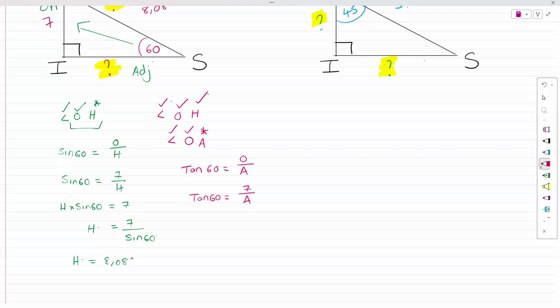And how do we solve for A? So you take the A over to the tan side and multiply it, and that leaves 7 alone. And then you divide both sides by tan 60, and A equals 4.04. Okay. I'm generally happy with that. Well done, kiddo.